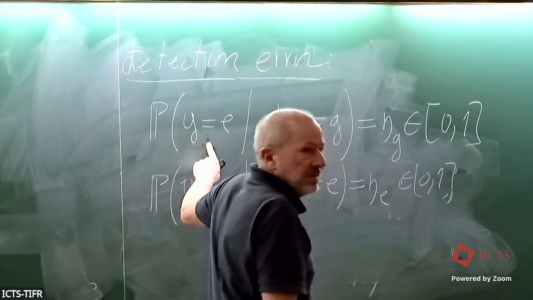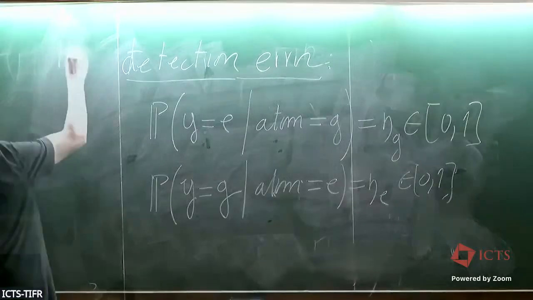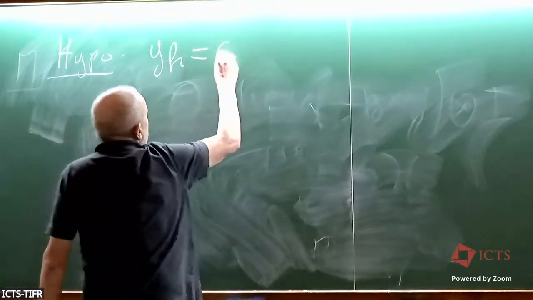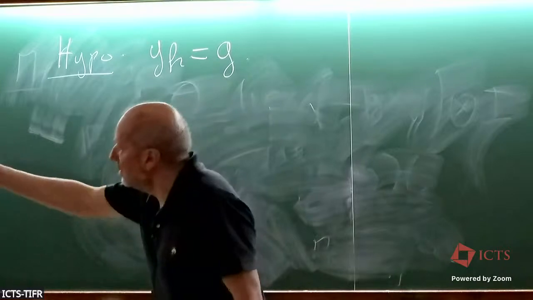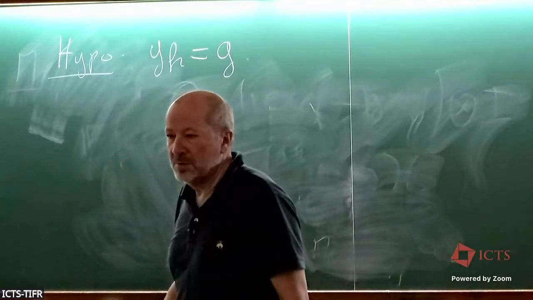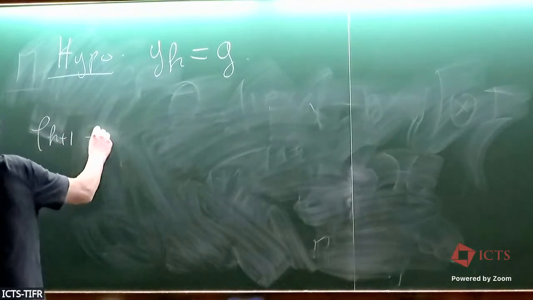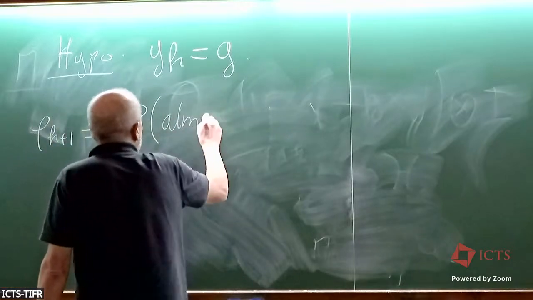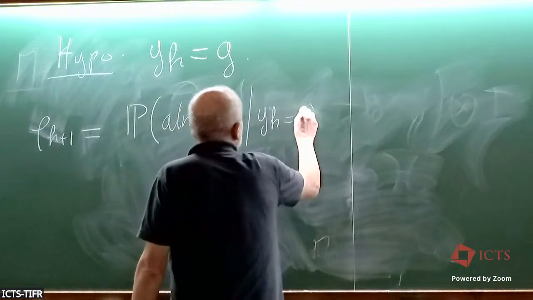Okay, I need this, typically. So assume that Yk is equal to G, and use typically the Bayes rule. What I will say is, what is rho k plus 1? Rho k plus 1 is the probability that the atom is in G, knowing that Yk is in G, and rho k, of course.